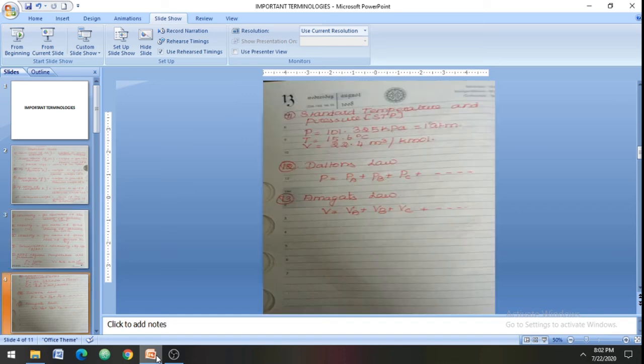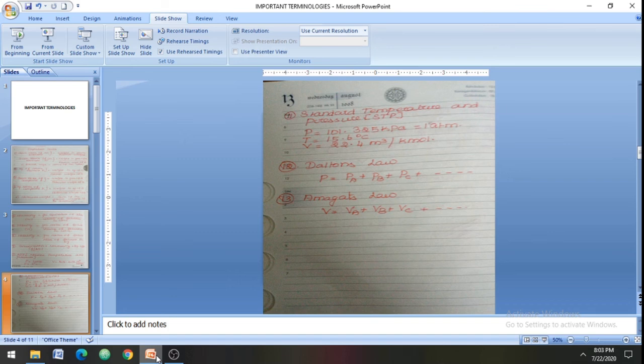Another one is STP, standard temperature and pressure. Most problems simply say calculate the values using STP. STP is nothing but standard temperature and pressure. Pressure is 101.325 kilopascal, that is normal atmospheric pressure. Temperature is 15.6 degrees Celsius. Volume is the same molar volume, 22.4 meter cube per kilomole.